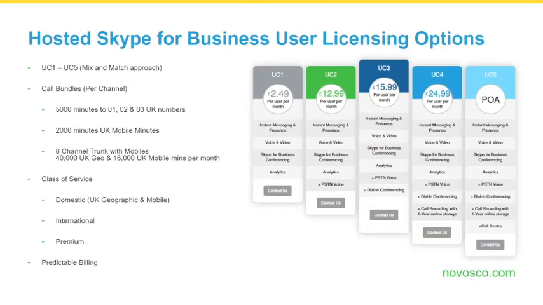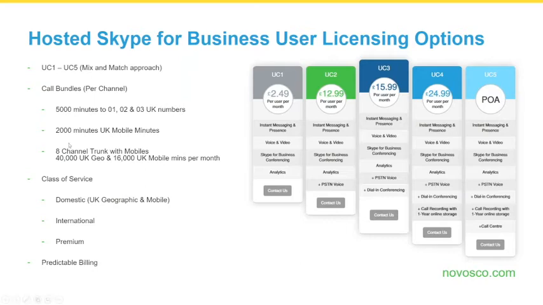Just quickly showing you there the different options across the different UC packages. We call them UC 1 to 5. UC 1 is your basic package: IM, presence, internal calling. Build that up into UC 2, gives you PSTN breakout. UC 3 gives you additional conferencing facilities as well, but we can mix and match those packages between your users.